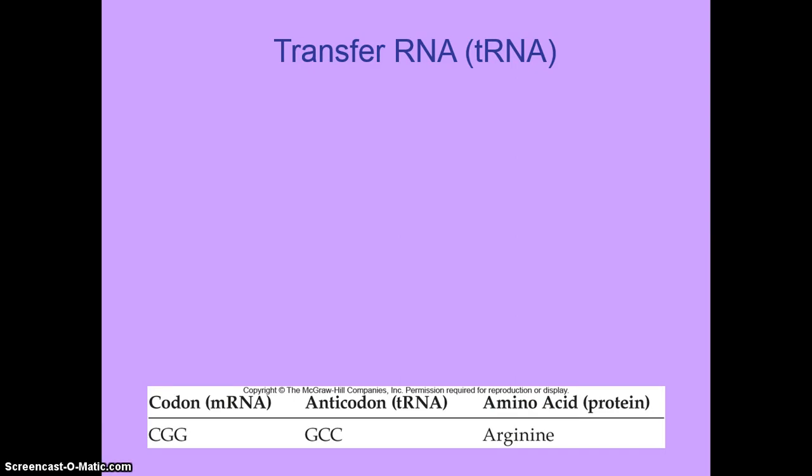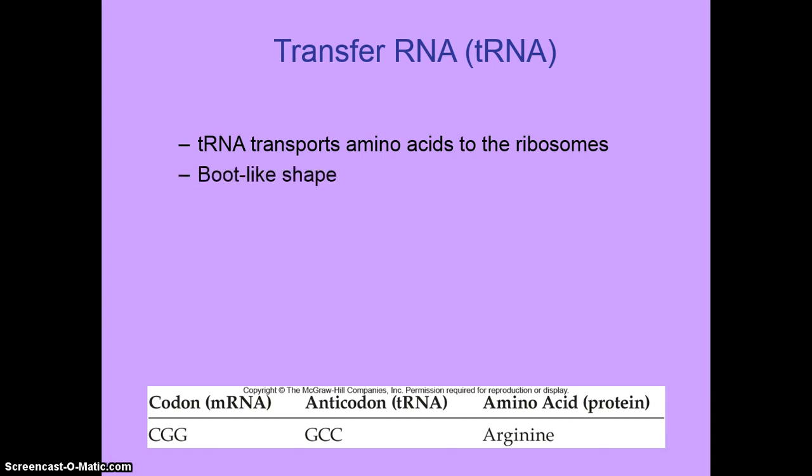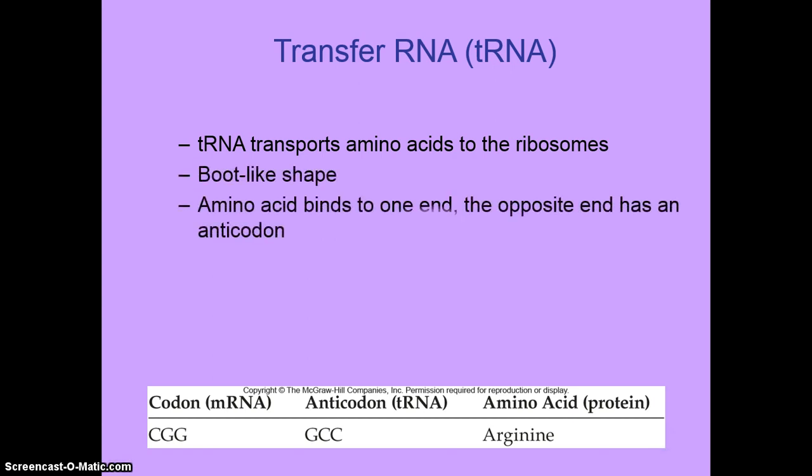A transfer RNA is a little bit different character. It transports amino acids to the ribosome. It has a boot-like shape to it, and the amino acid binds to one end, and opposite that end has what we call an anti-codon.